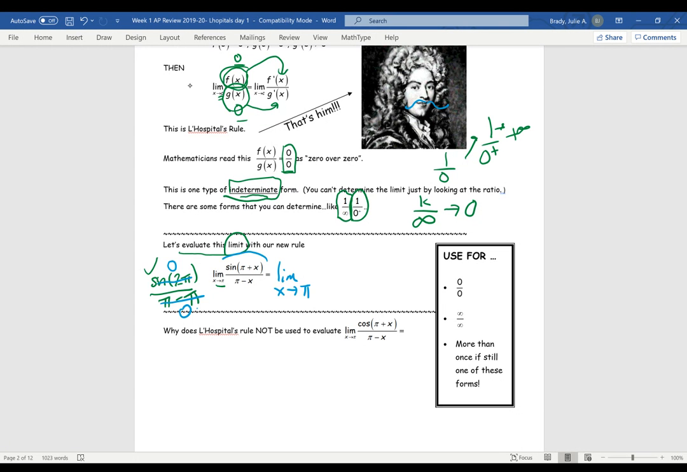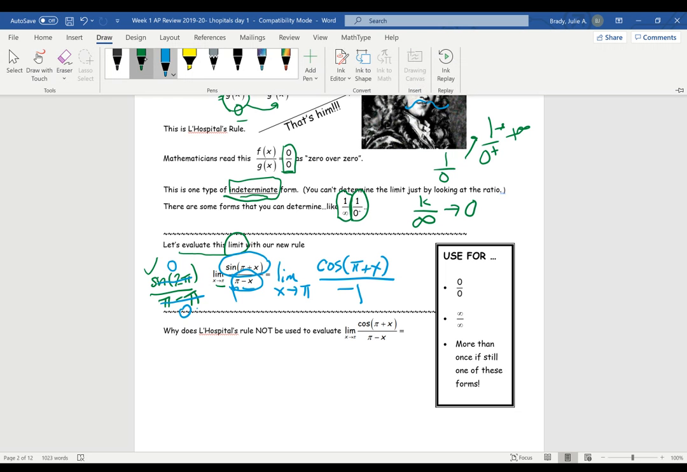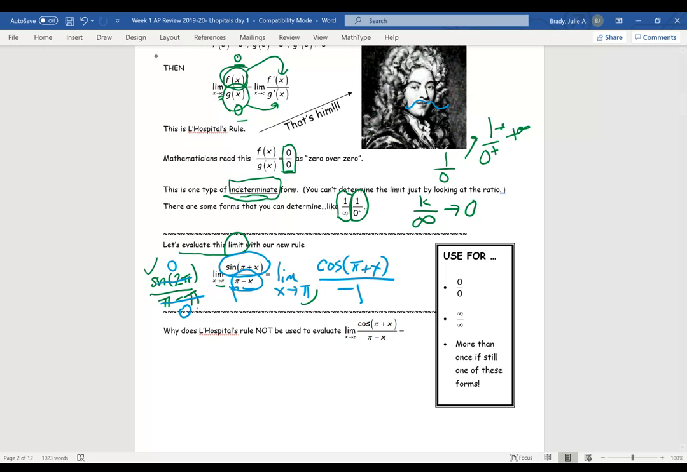So we're going to take the derivative of the numerator, and the derivative of a sine is cosine. Keep the same input, and then take the derivative of the denominator. Pi is a constant, so its derivative is 0. The derivative of negative x is negative 1. And then what happens is we just try again. So you go and you see if you can input the pi in, and hopefully you change to a format that now we can evaluate.